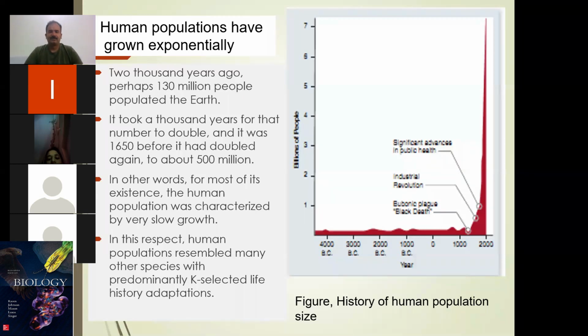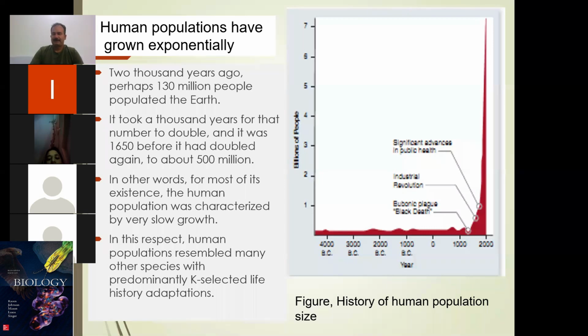2000 years ago, the human population was about 130 million on this planet, which was quite manageable for nature. And later on, it reached 500 million human individuals, and the human population then increased abruptly due to several advancements in technology. Human population resembles many species which are predominantly K-selected populations.